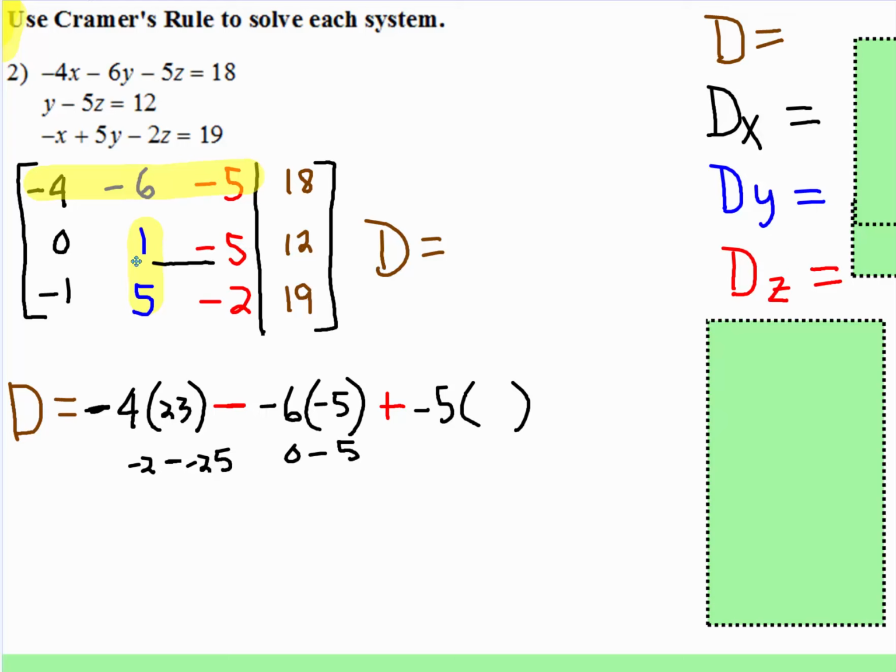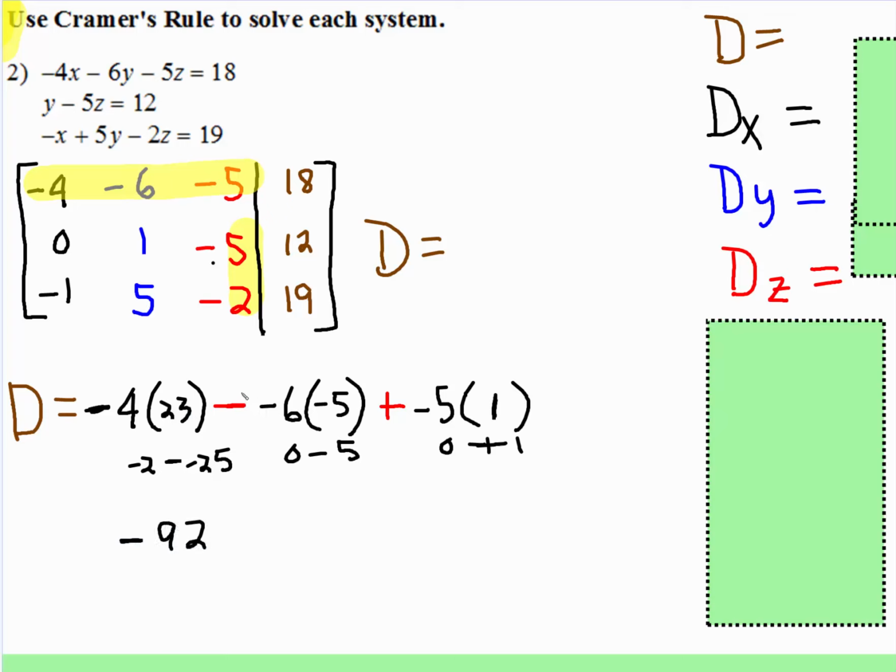We go to the third column and use this matrix, find the determinant. So 0 times 5 is 0, subtract -1 times 1 is -1, so subtracting negatives, adding to positive, so that's 1. And then we're going to simplify that. -4 times 23 is -92, I believe.